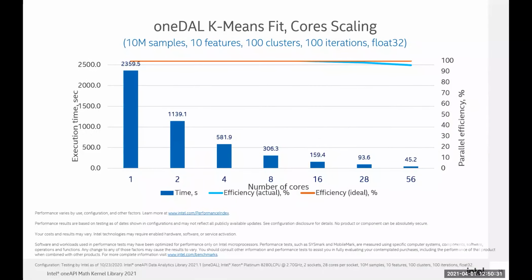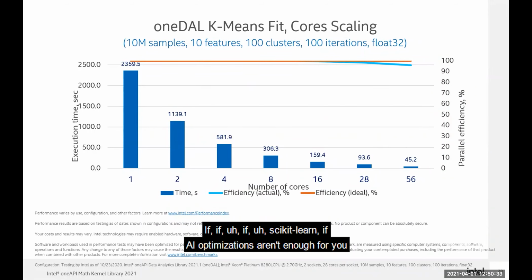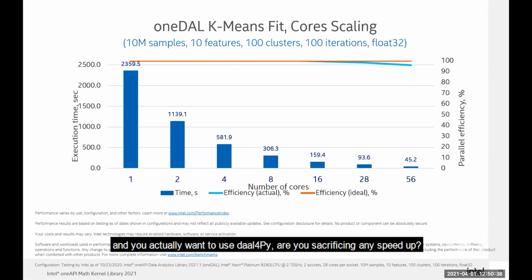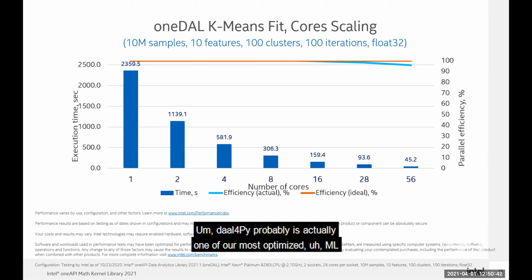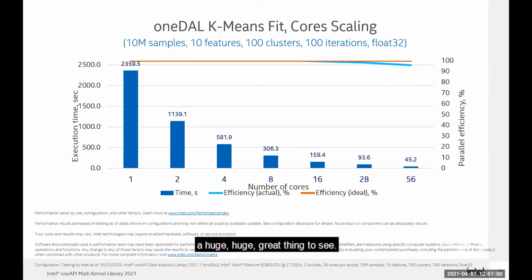Now, if scikit-learn API optimizations aren't enough for you and you actually want to use daal4py, are you sacrificing any speed up? No, quite the opposite. daal4py is actually one of our most optimized ML libraries we have available at Intel. So if you actually went in and used distributed mode, as you can see with this hardcore scaling, as the number of cores that you specify increases, the execution time decreases on k-means fit, which is a great thing to see.